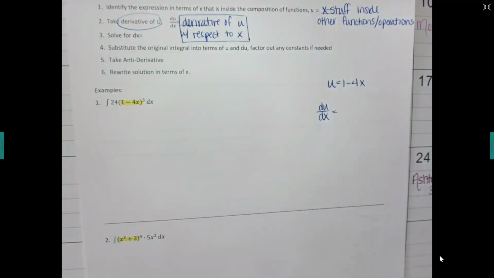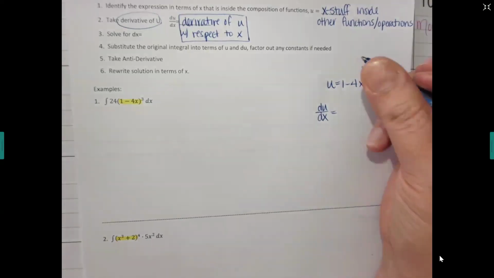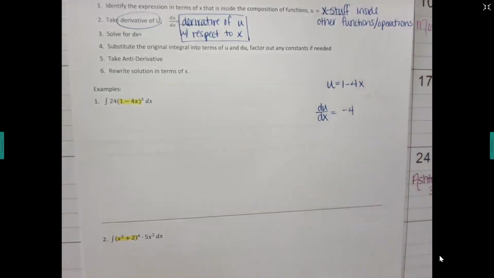So if my u is 1 minus 4x, take the derivative of that for me, and we're going to call it du dx. What would the derivative of the 1 be by itself? 0, because remember, constants alone go to 0. What about the minus 4x? Just a minus 4. Very good. Okay, done with step 2.